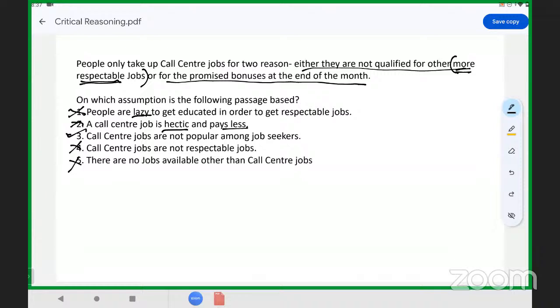So the ones who are seeking jobs will look for much more qualified jobs, and not just jobs for people who are not looking for respectable jobs or for the promised bonuses. So this is the correct answer, option number 3.